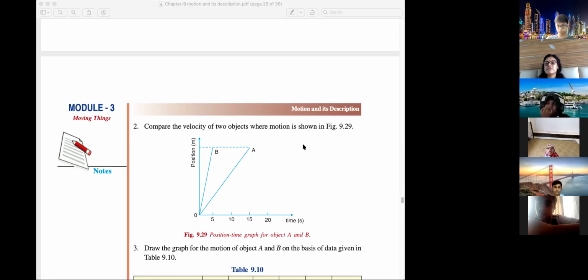I guess A is faster. And B? Yes, the answer is B. You just compare the angles. This angle is greater than this angle.